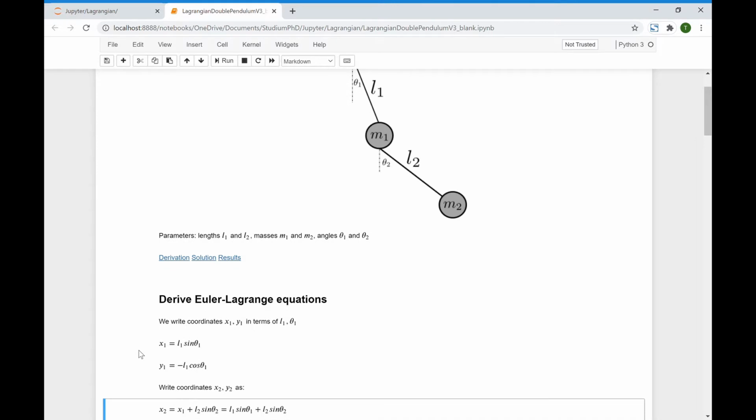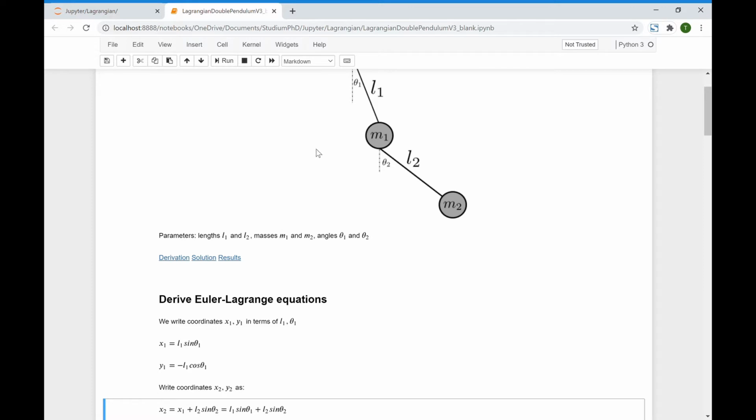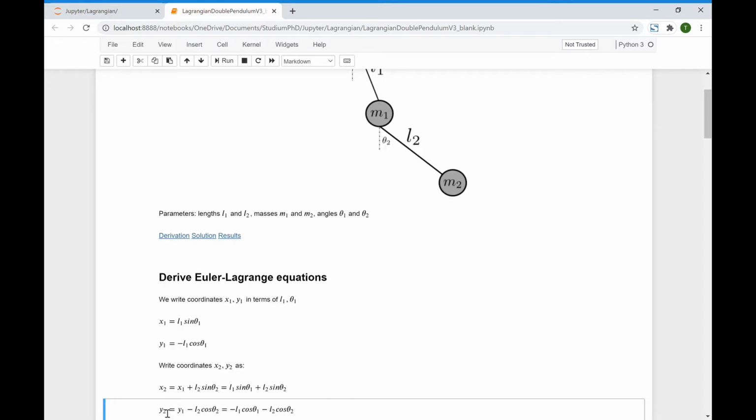Here, however, x2 will be x1 plus the length which is contributed by the truss 2. It will be L2 times sine θ2, and inserting x1 here, we obtain this expression. And y2 will be the same. We've got y1 plus the contribution in y direction from truss L2. It will be minus L2 times cosine θ2. Inserting y1 here, we obtain this expression.